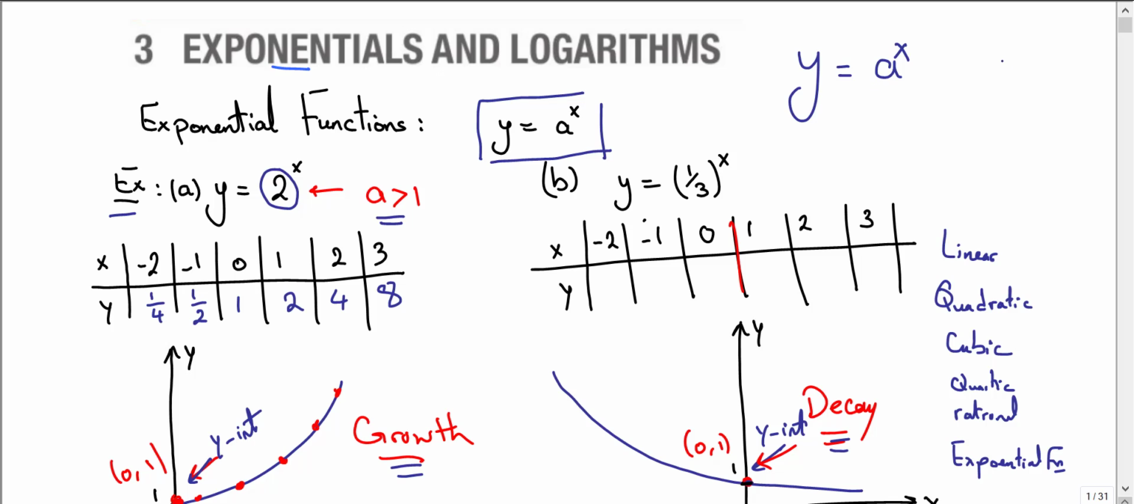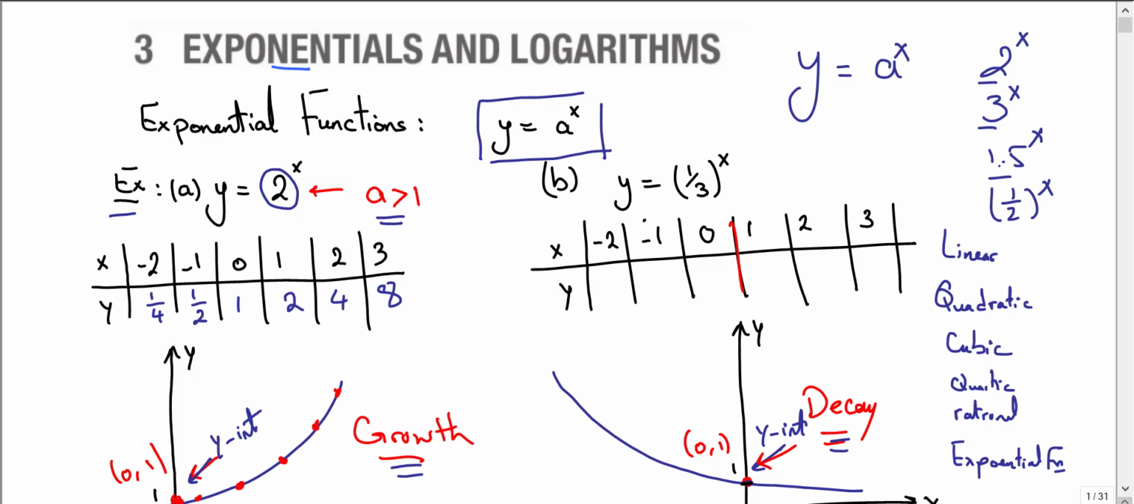For example, it could be 2 power x, 3 power x, 1.5 power x, anything power x is accepted. Could it be a fraction, like half power x? Of course it could be. What's the difference when you have 2, 3, 1.5?